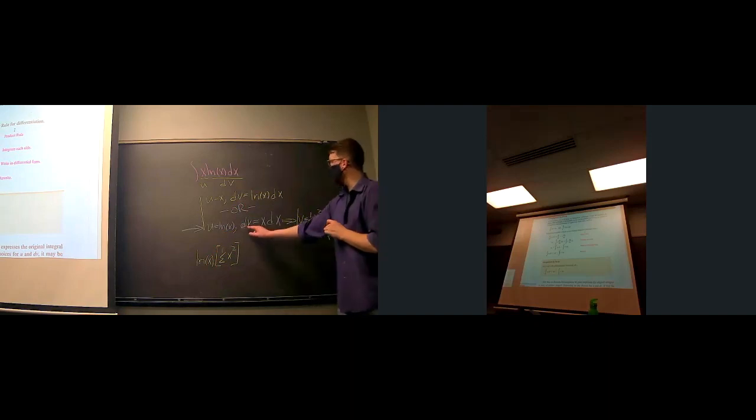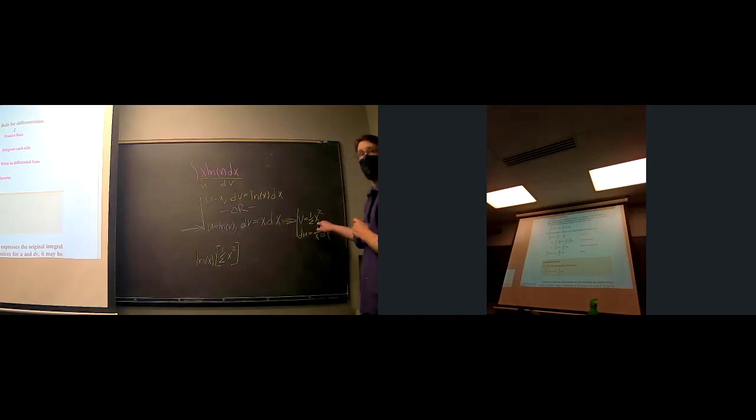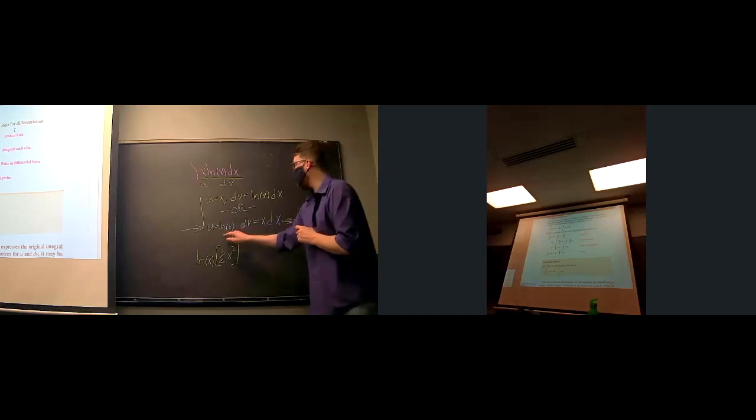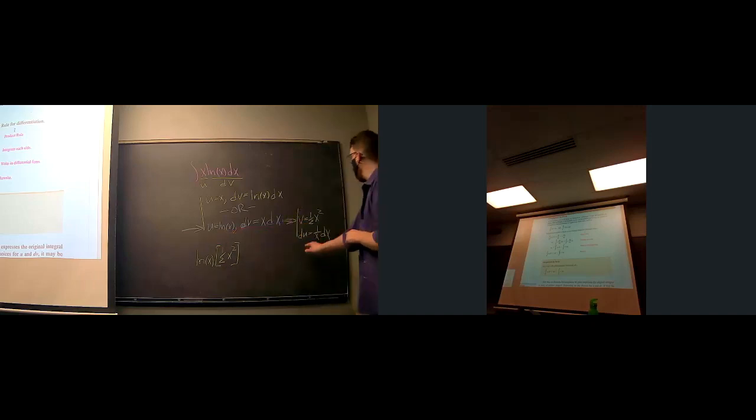And u, so because dv is equal to x dx, v must be equal to 1/2 x squared. And because u is equal to the ln of x, du must be equal to 1/x times dx. Make sense?